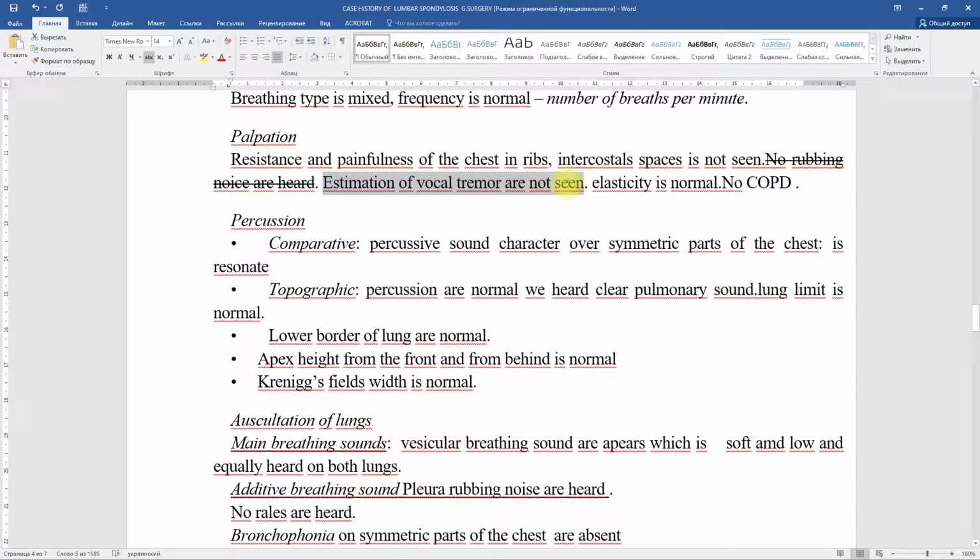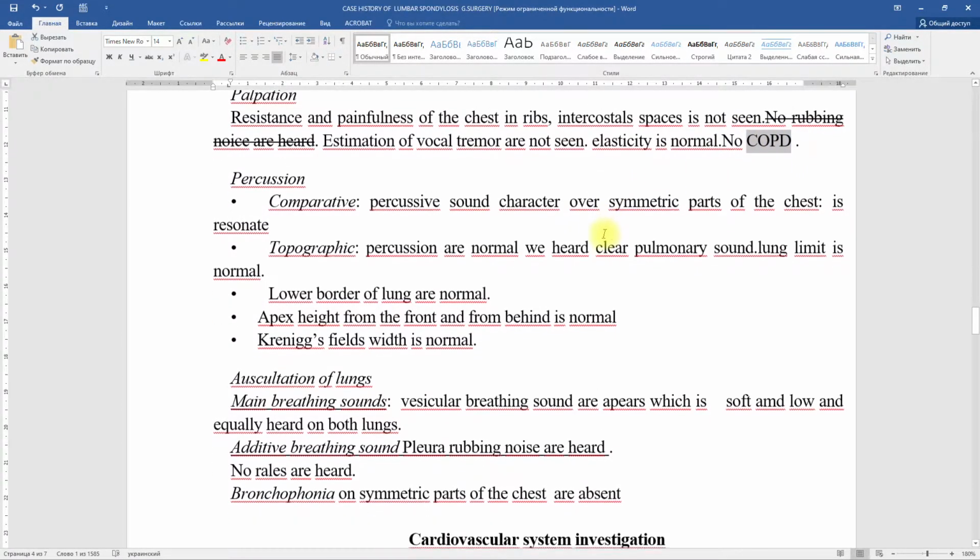Vocal tremor not seen, that's good. Elasticity normal. I don't know this abbreviation. If you mention any abbreviations, you should give an explanation. Here there is no explanation, so I don't know what it means.